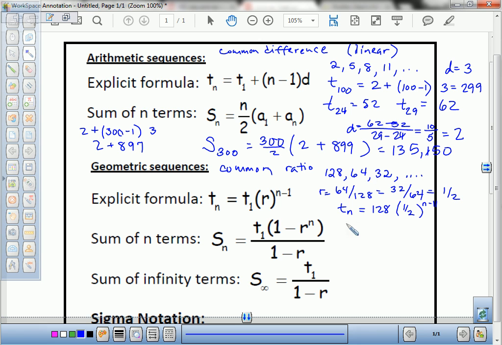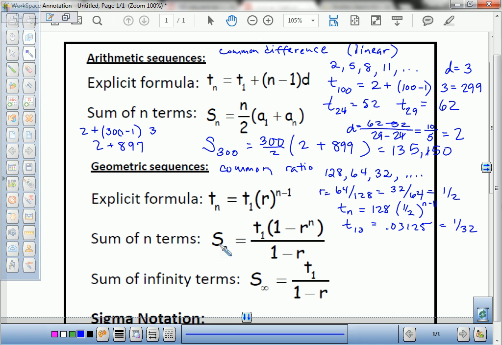So if I ask you to find the 13th term, you would just plug in 13. So you do 128 times 0.5 raised to the 12th. Okay? And that gives us 0.03125. If you're taking the SAT or ACT, they would change that into a fraction more than likely, 1/32. Okay, so that is geometric. That is using the explicit formula.